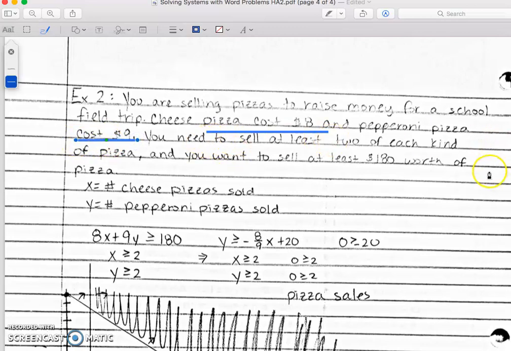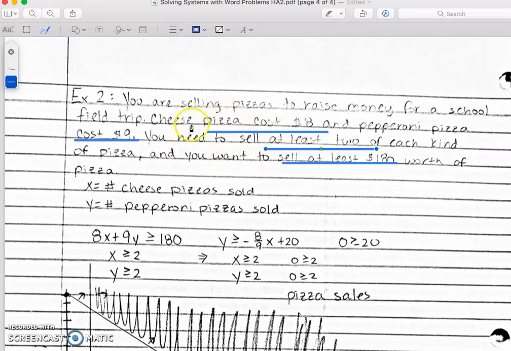You need to sell at least 2 of each kind of pizza, and you want to sell at least $180 worth. So if I want to sell at least, what does that mean? Can I sell more? Yes, I can. So when I say at least 2 of each kind of pizza, that means I can sell more or equal to. If I want to sell at least $180 worth, I can sell more or equal to. Okay, so you need to make sure you're understanding what the inequality says.